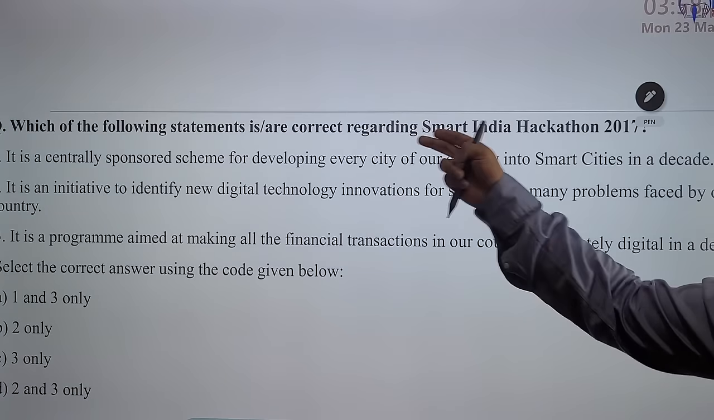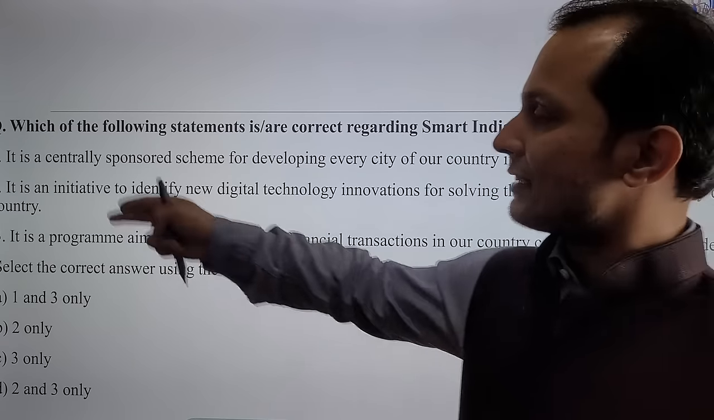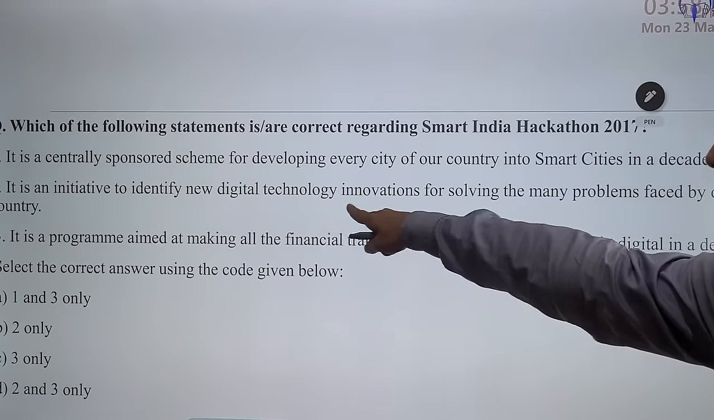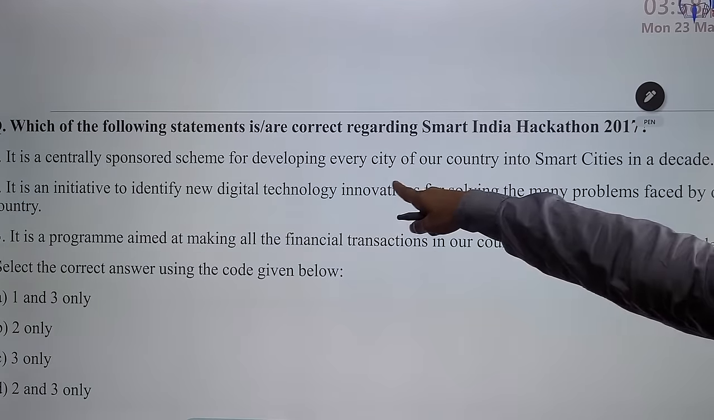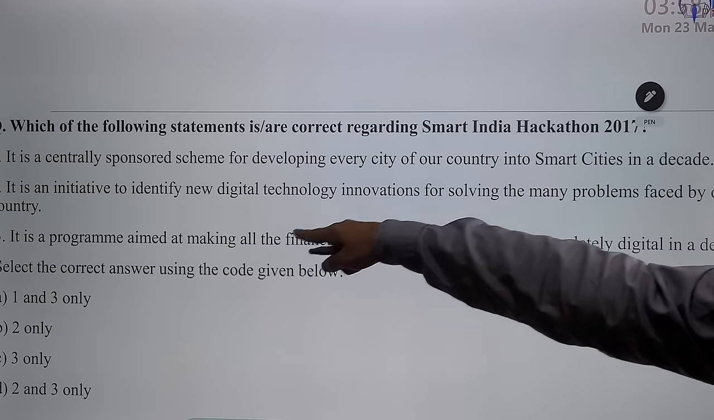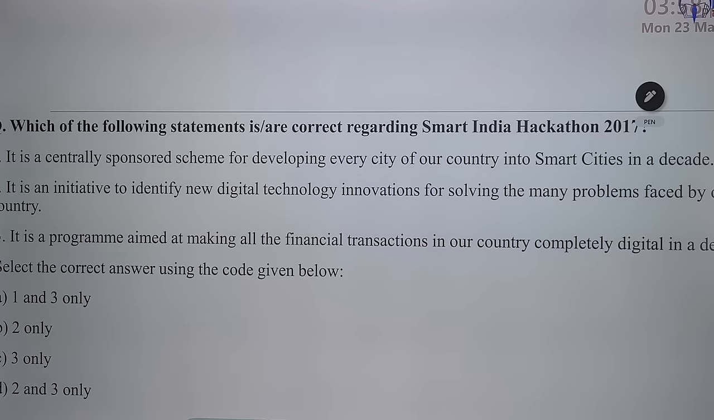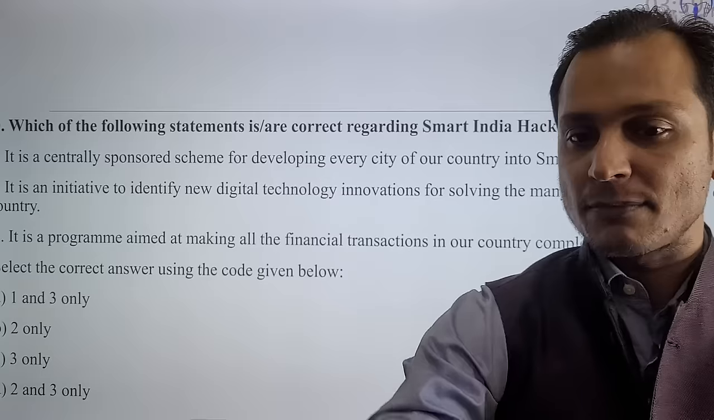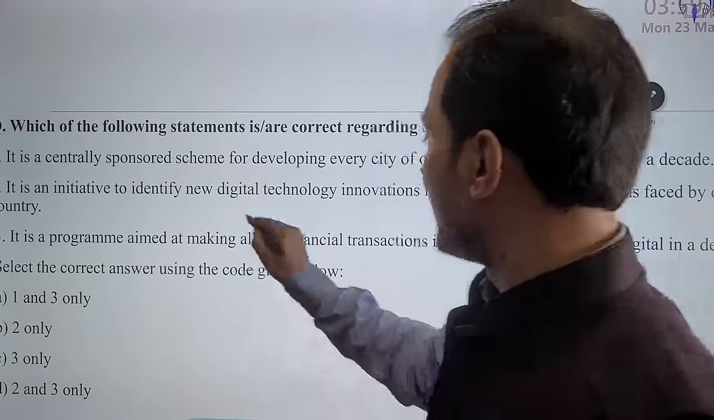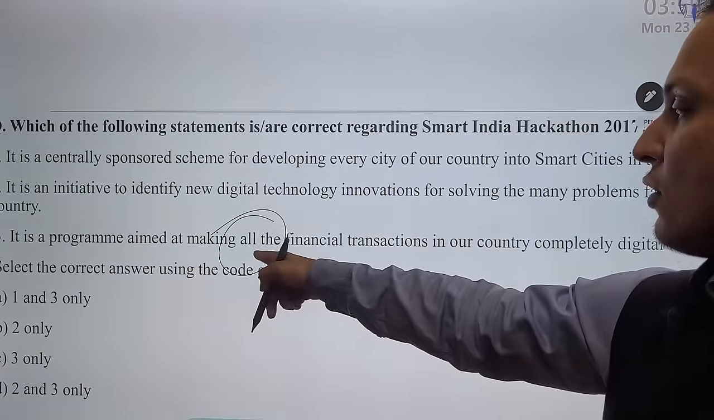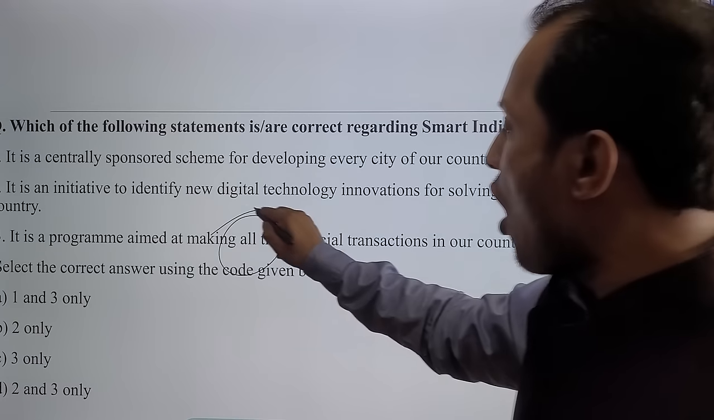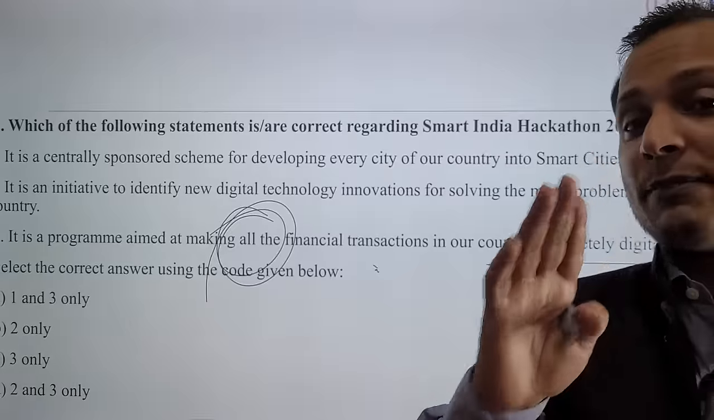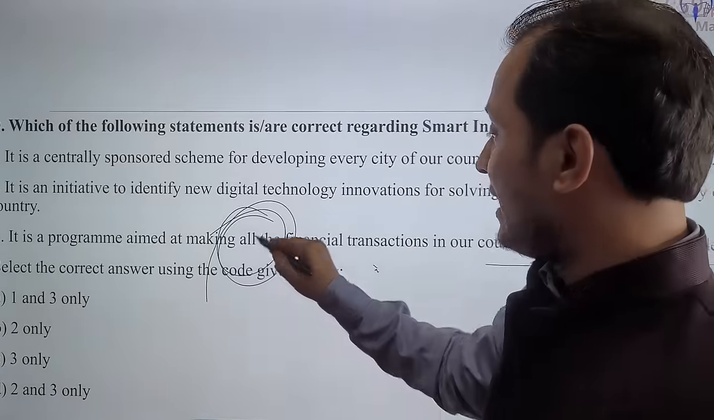Next question, you see, Smart India Hackathon, kindly read these statements and you can find out where that extreme word is situated. Can you tell me, is it in statement 1, is it in statement 2, is it in statement 3? Please write in the comment box. Guys, you can find out, it is there in statement 3. It is a program aimed at making all the financial transactions in our country digital in a decade. Very extreme statement.